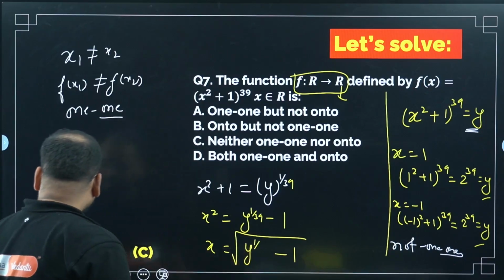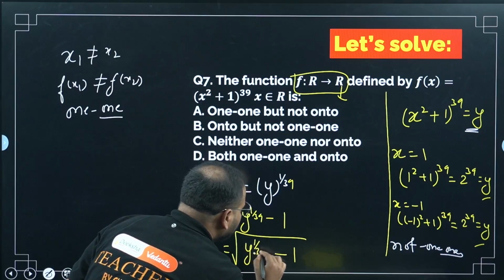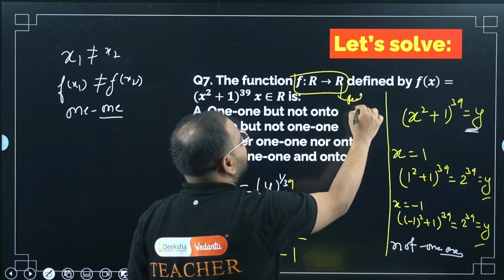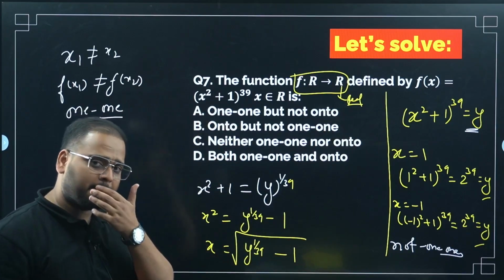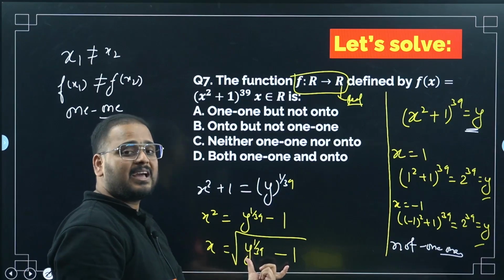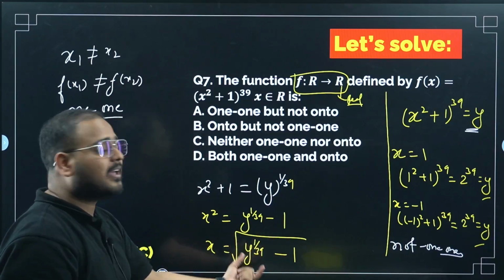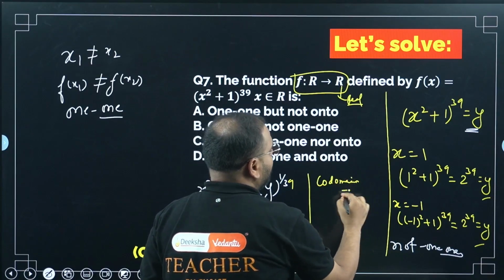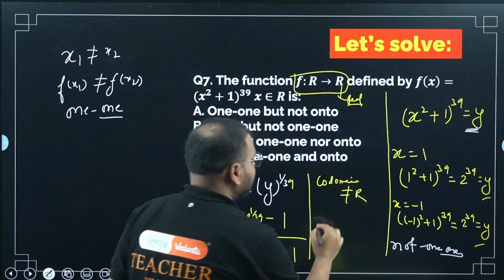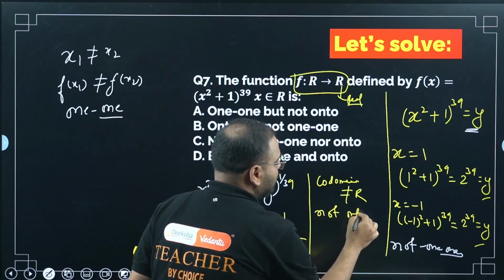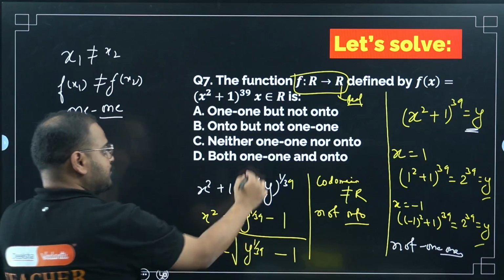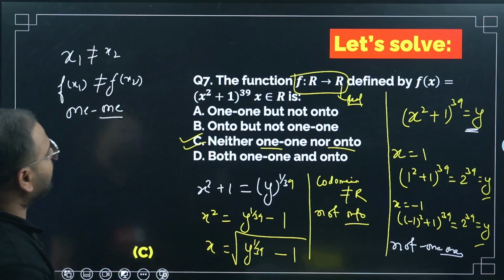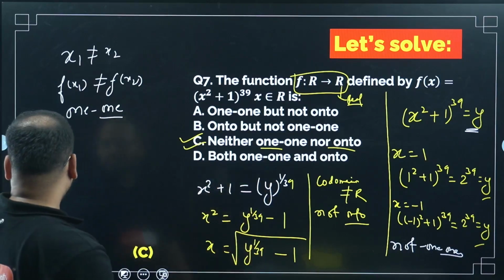Why, sir? Because the root of a negative number, we have learned in complex numbers, I can find the root of a negative number, but it is given as real. If you find the root of a negative number, it will become imaginary. So this cannot be negative, so there is a restriction on y. So the codomain will not be equal to the range. If that is the case, we can say not onto. Which is the option, not 1-1 or not onto? Option C. Done. Moving on, not giving more time to this question. Not onto because codomain and range are not equal.